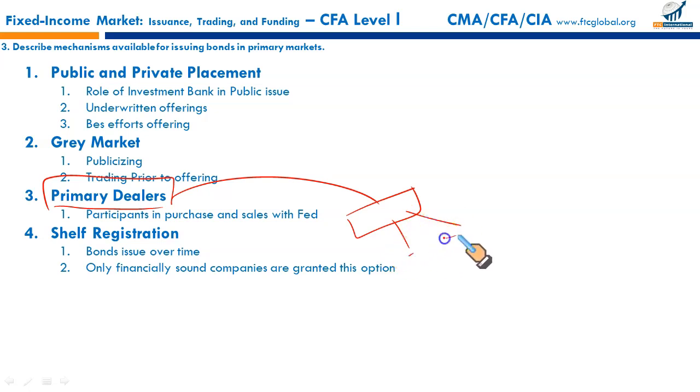And the difference between the bid and ask, this would represent their income.